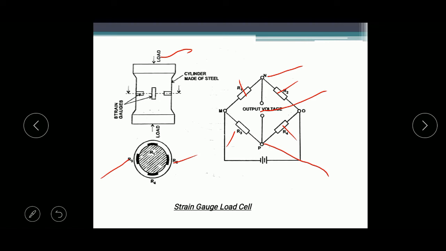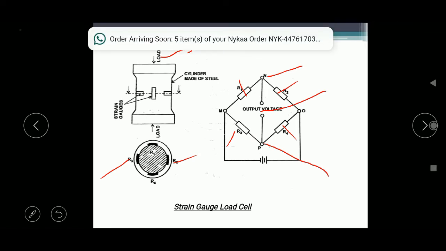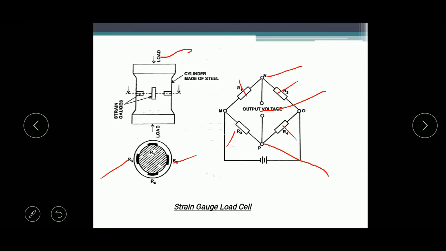You have to remember here, in unit 4 we have seen, when there is compression, there will be a decrease in resistance. When there is tension, there will be an increase in resistance. Thus, when strained, the resistance of the various gauges will change.